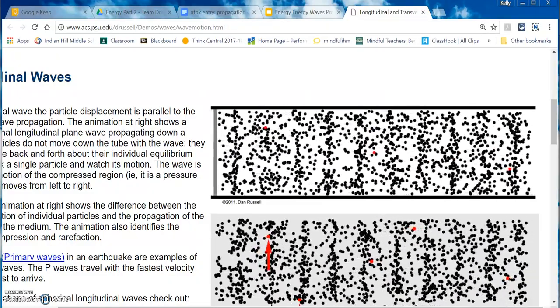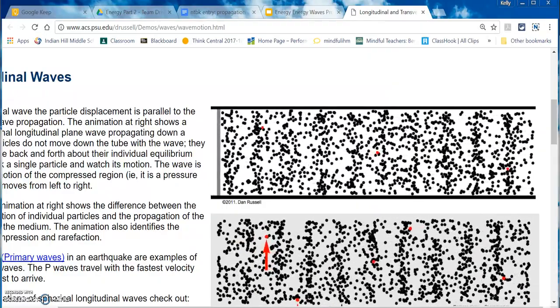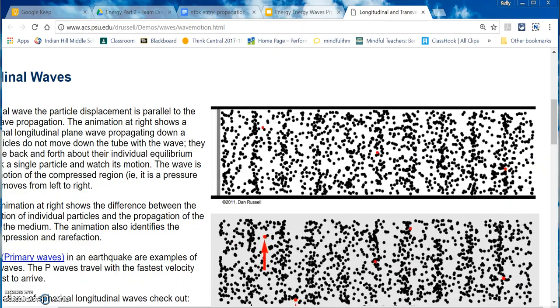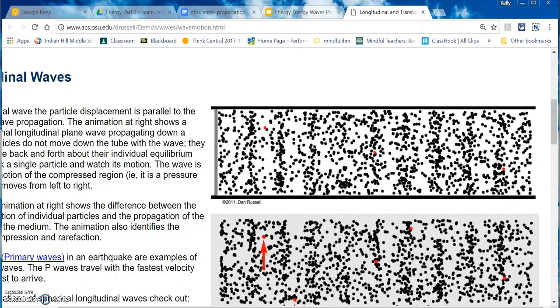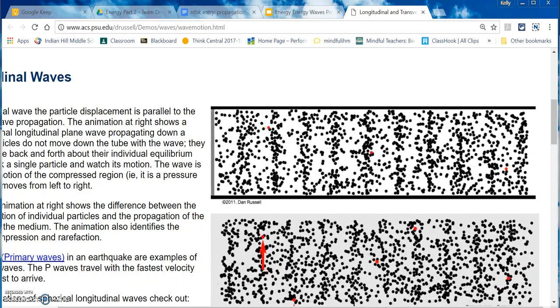It's kind of cool if you look at the red dots, there's a couple in the middle of the energy wave being shown. You can really tell they're just bouncing back and forth and they're still going parallel. There's no perpendicular movement of them, it's just parallel movement.